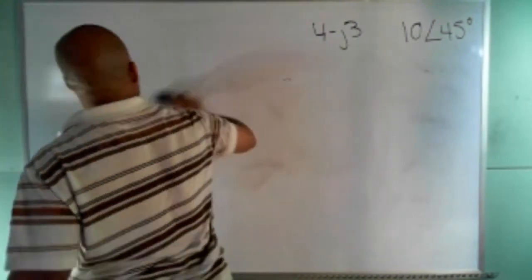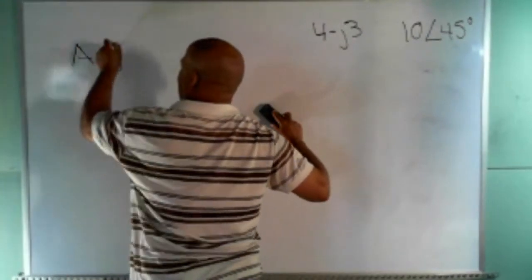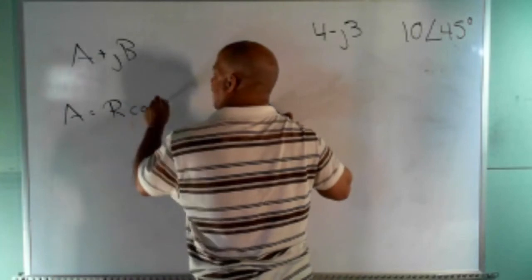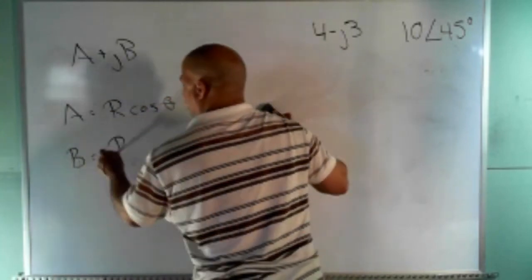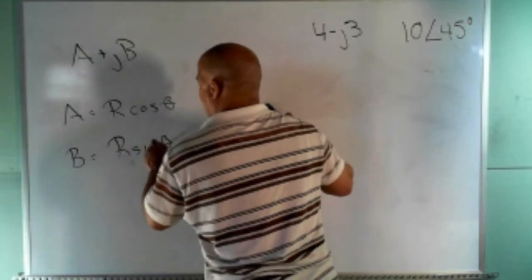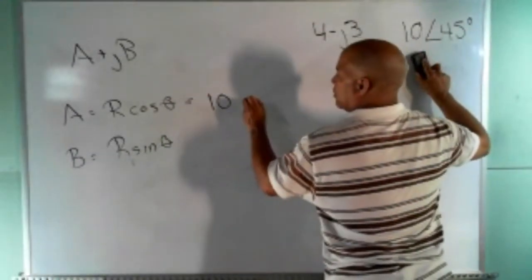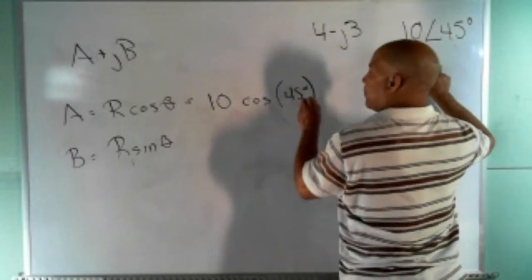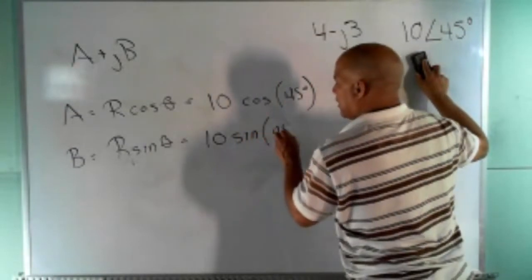So remember, in rectangular, I got the real part and I got the imaginary part. I get the real part by doing r cosine the angle. I get the imaginary part by doing r sine of the angle. So I got r here is 10. I got 10 cosine 45 degrees. And I got 10 sine 45 degrees.